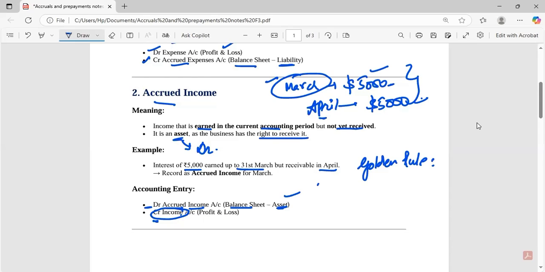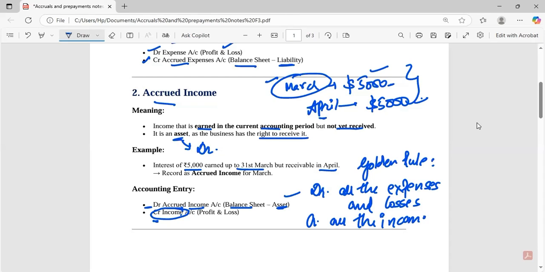The golden rule says debit all the expenses and losses, credit all the incomes and gains. Okay, this is our accounting rule, and you have to learn this.